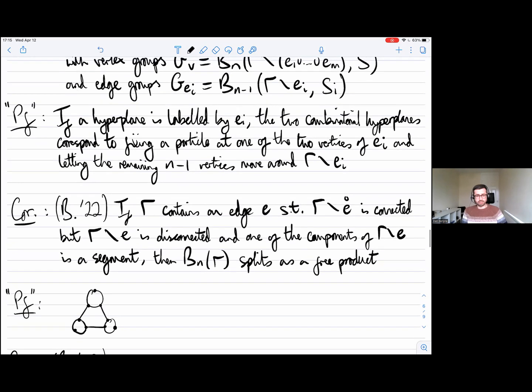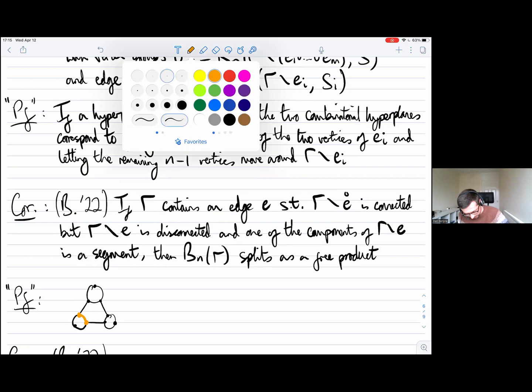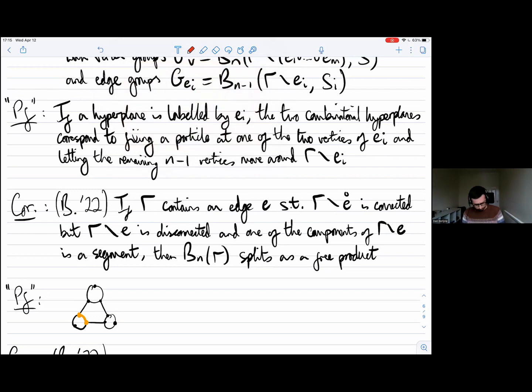So this can be seen in the example from before. We can choose this edge, for example, then the open edge does not disconnect the graph, but the closed edge does. And the way we obtain this free product splitting is by noticing that, first of all, the open edge doesn't disconnect the graph. So we have a single vertex in our graph of groups decomposition, since the choice of base point doesn't matter if the graph is connected. And then the closed edge does disconnect the graph.